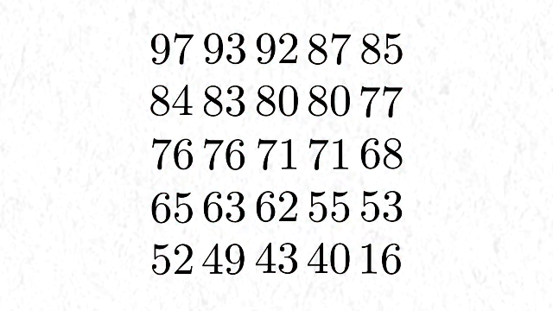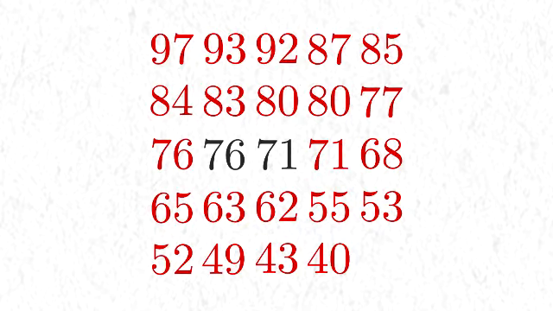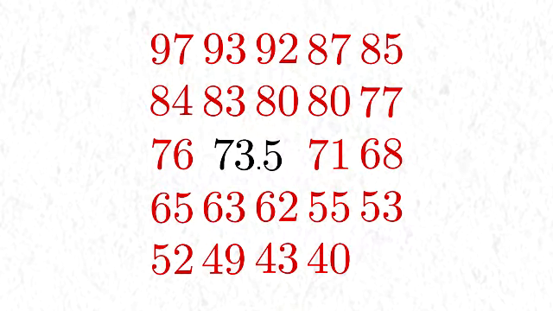But let's say we didn't have the 16 and we have 24 entries instead. What is the median then? Calculating the midpoint, it is 12.5, so it's the average of the 12th and 13th spot. In this case, it's 73.5.